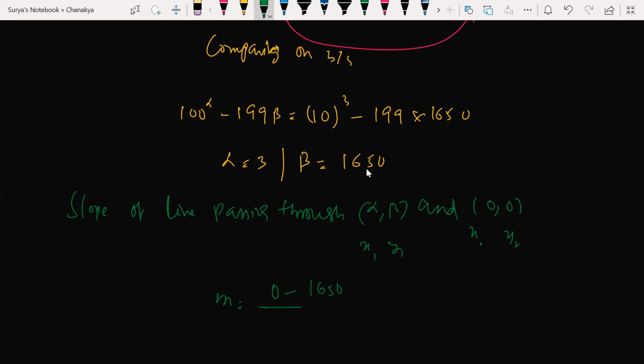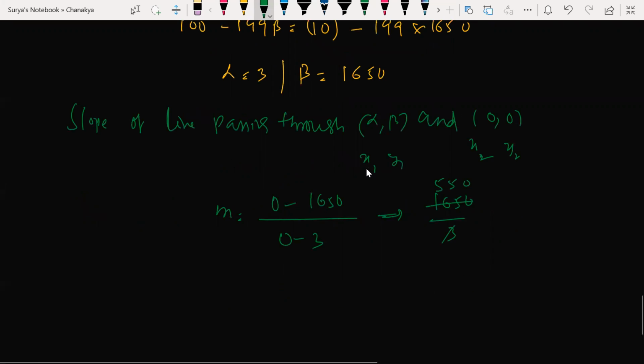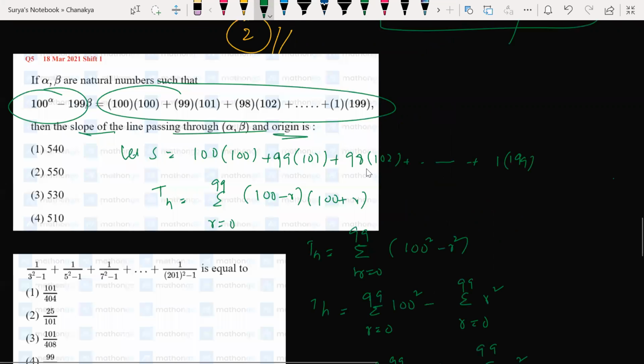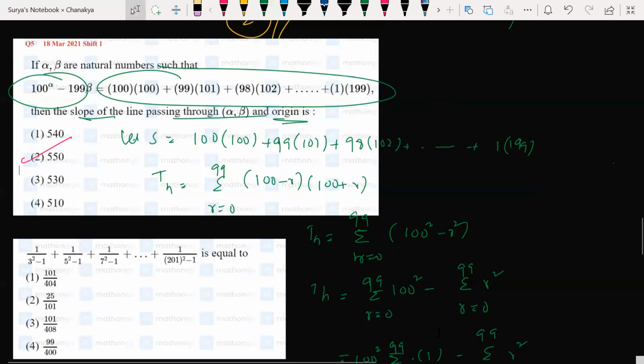Beta value is what? 1650 divided by x2, 0 minus x1. x1 is alpha, so 3. So 1650 divided by 3. 3 ones, 3 fives, 3 fives, 550. Look at this, m value is 550. The answer is 550. Check kar lo. Option B is correct. Guys, quite lengthy question, but a simple one only.